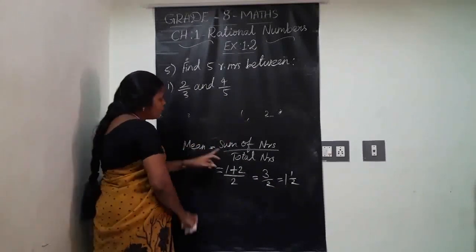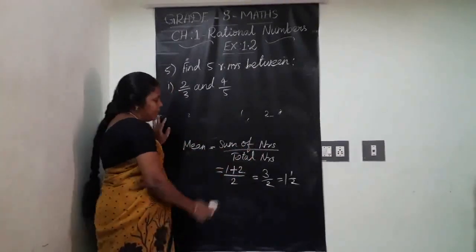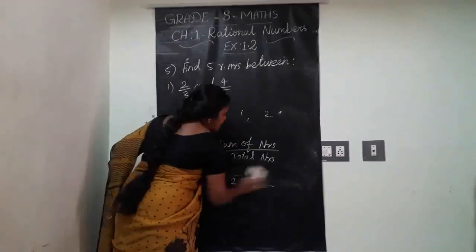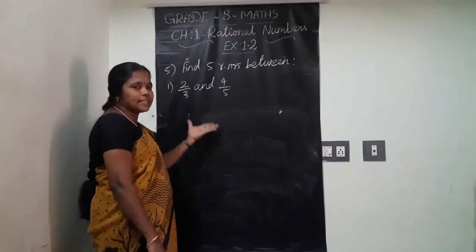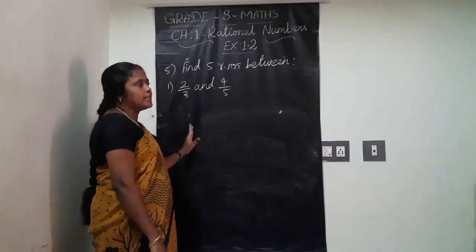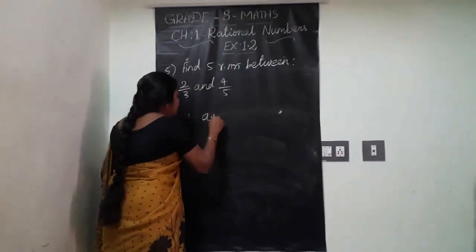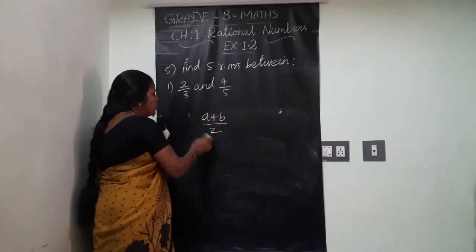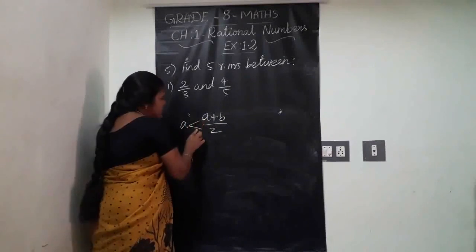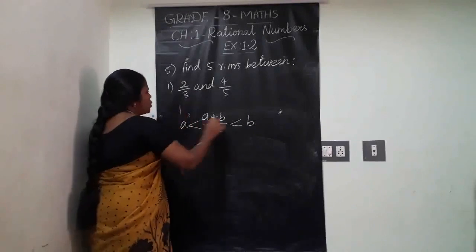Clear? What is the formula? Sum of the observations by total number of observations. Observations are nothing but given values. Using this way only, we are going to find many rational numbers between two given rational numbers. This is the next method. In general, for any two rational numbers a, b, the formula is a plus b by 2, the middle number, such that a is less than a plus b by 2 less than b.